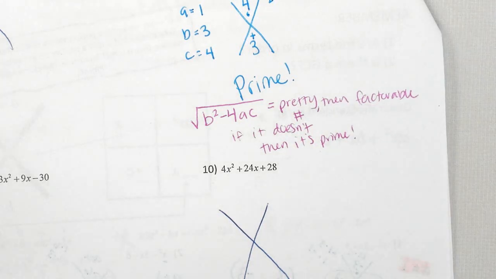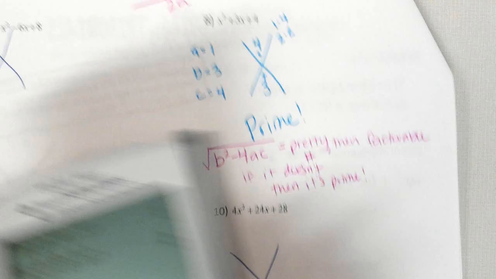Prime means it's not possible to break apart. Like 7 is prime, because what's the only thing that multiplies to give 7? 1 and 7. Okay, so that's the same thing here. The only thing you can multiply this by is 1 and x squared plus 3x plus 4. So it's prime.